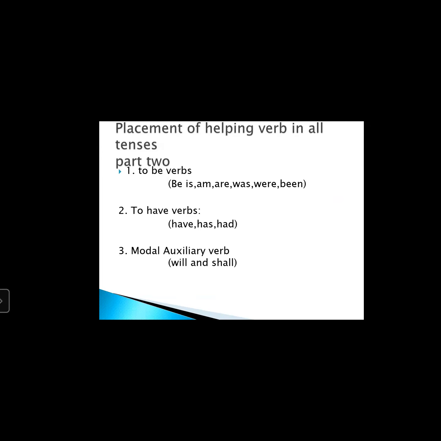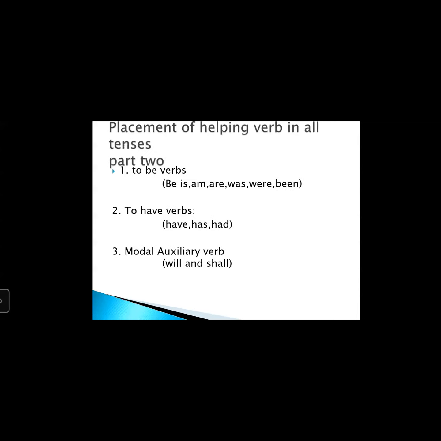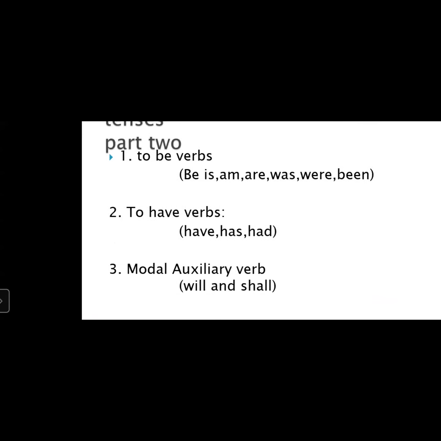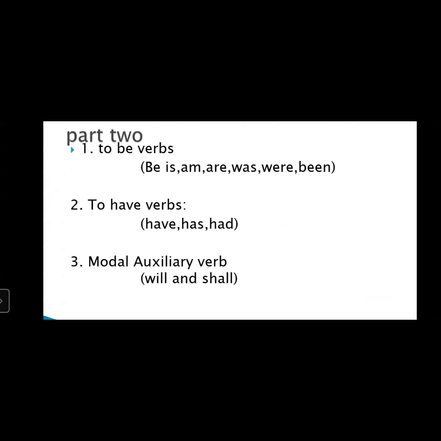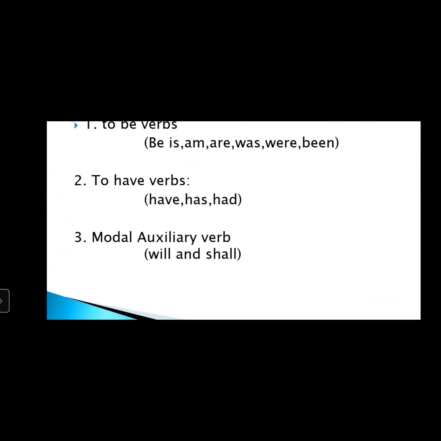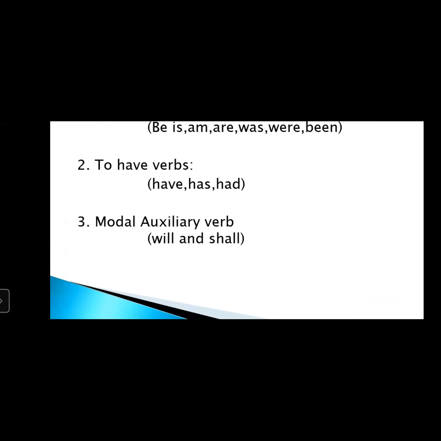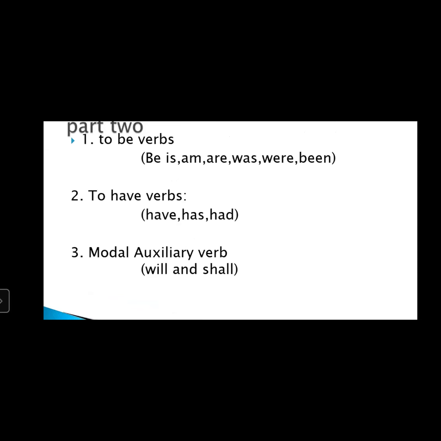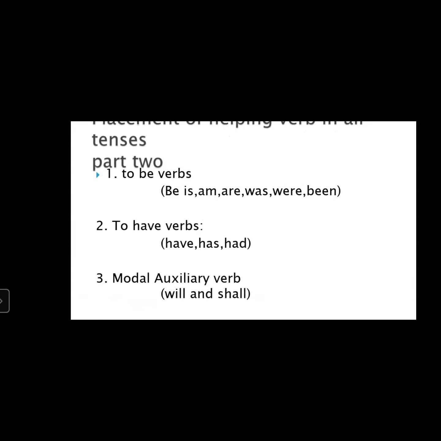So now let's move to placement of helping verbs in all tenses, part 2. There are 3 different helping verbs as far as the tenses are concerned. First of all, we have to be verbs. In to be verbs, we have is, am, are, was, were, been, be. Then we have to have verbs: have, has, and had. And then we have modal auxiliary verbs: will and shall. We do have other helping verbs as well, but these helping verbs are purely for tenses.